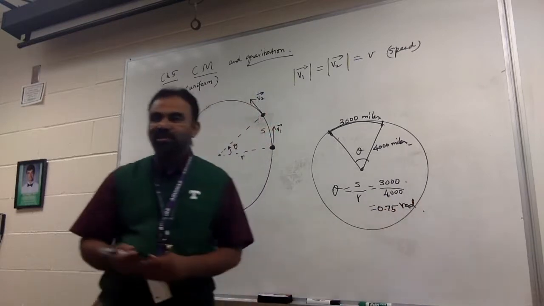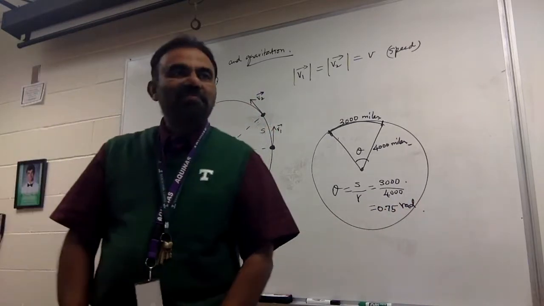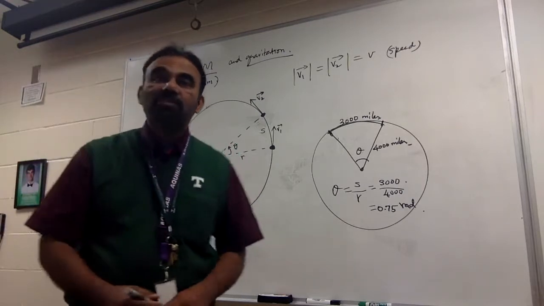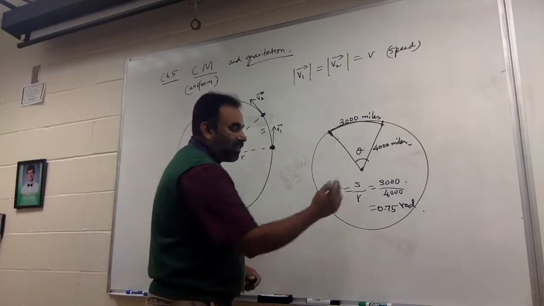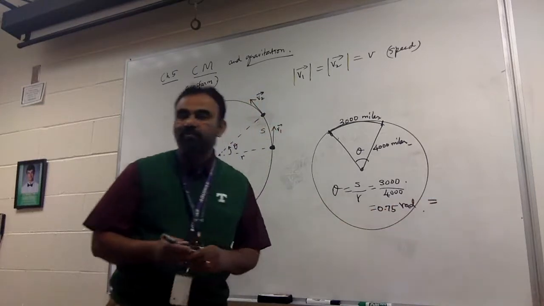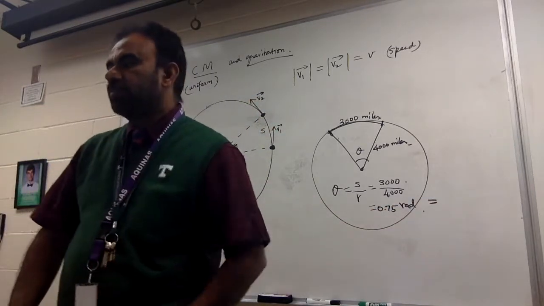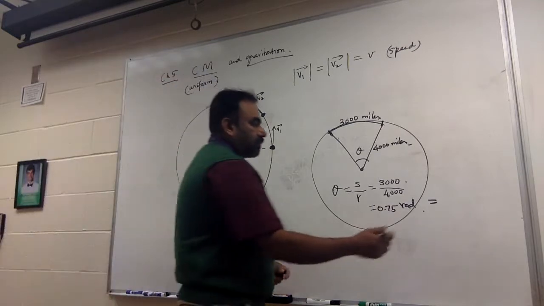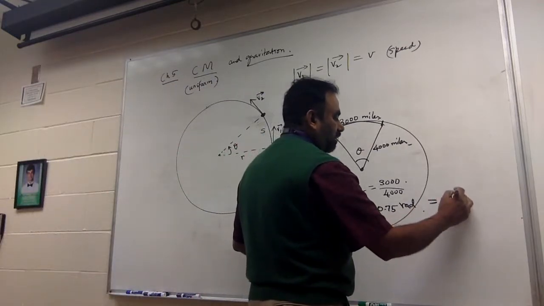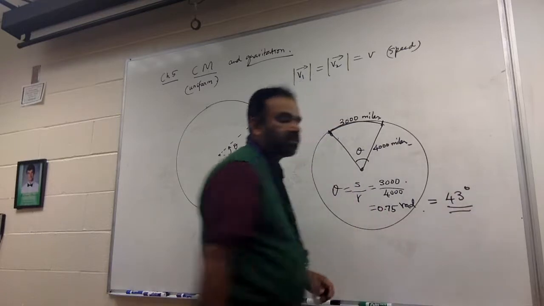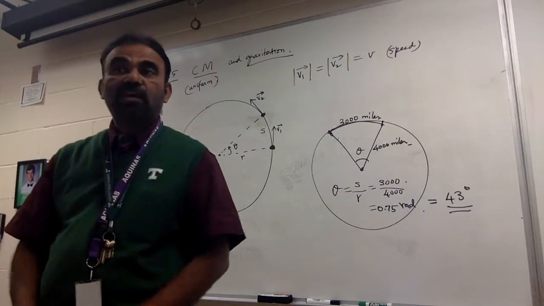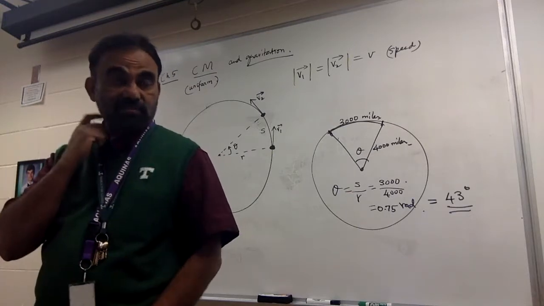But again, 0.75 radian does not actually give you a picture of the angle. So convert it to degrees. How many degrees is that? 42.9. So approximately 43 degrees is the angle subtended by the entire United States at the center, out of 360 degrees.